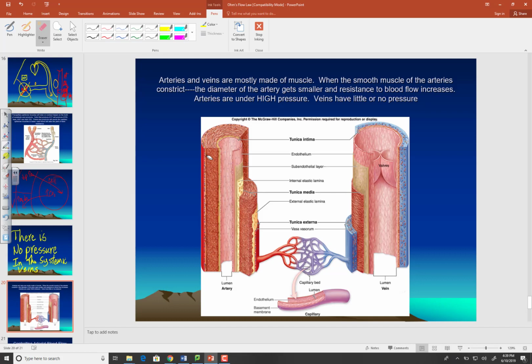And as that arterial blood gets closer and closer to the cell, the arteries get smaller until they terminate at the arterial end of the capillary. And the pressure inside those systemic arteries progressively goes down. Now, veins, systemic veins, no pressure.